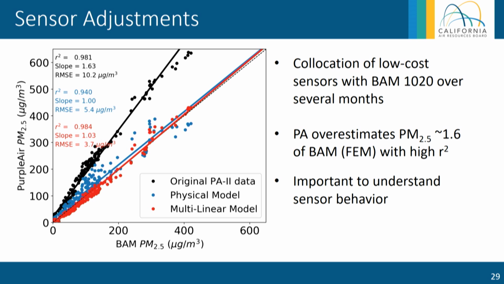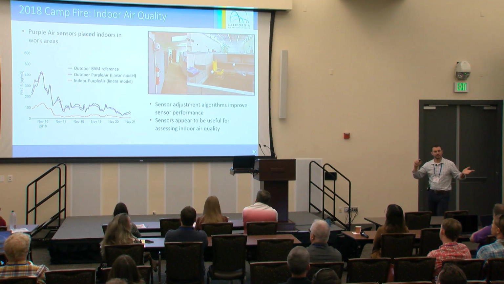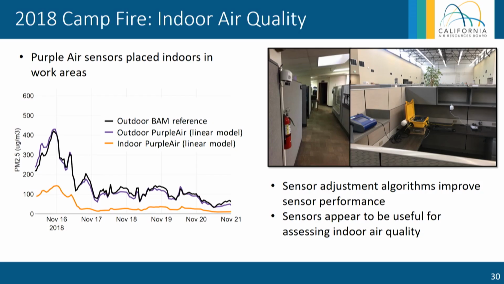So coming back to our indoor air quality question, during the Camp Fire, how was our indoor air quality? Armed with that information, we placed PurpleAirs in all of our buildings across CARB, across Sacramento. So here's a picture we have. We put some in hallways. This is an empty cubicle. We put a bunch of stuff there. We're just trying to see what it is because we had instrumentation on the roof outside. So we get a nice comparison between indoor and outdoor.